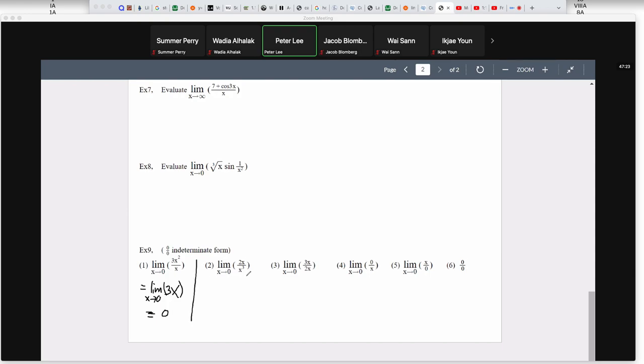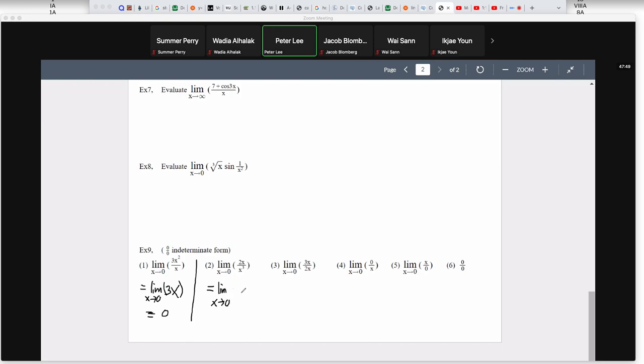Now number 2 is also a 0 over 0 form: 2x over x cubed, x approaches 0. So what is this equal to? Obviously, we cannot split. If you split, we get 0 over 0. So with 0 over 0, we have to convert that into a non-indeterminate form. So just simplify what's in there. 2x over x cubed, x approaches what? 0.